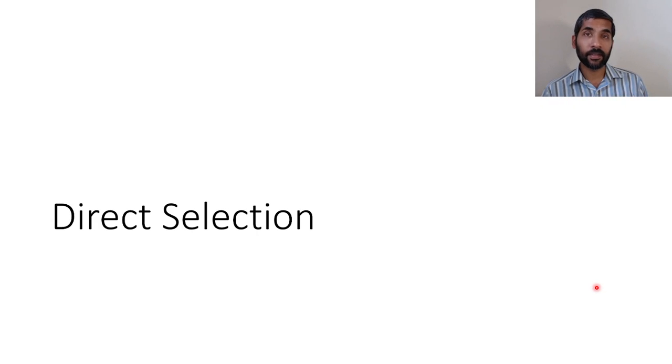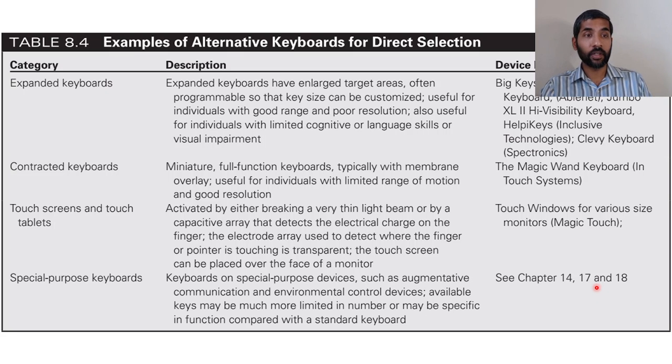This is how a keyboard works, or this is how a mobile phone works, where all the icons are there on the mobile phone, and you just say, oh well, I want Facebook, so I just go and click on that, and that's it. So that is called direct selection.